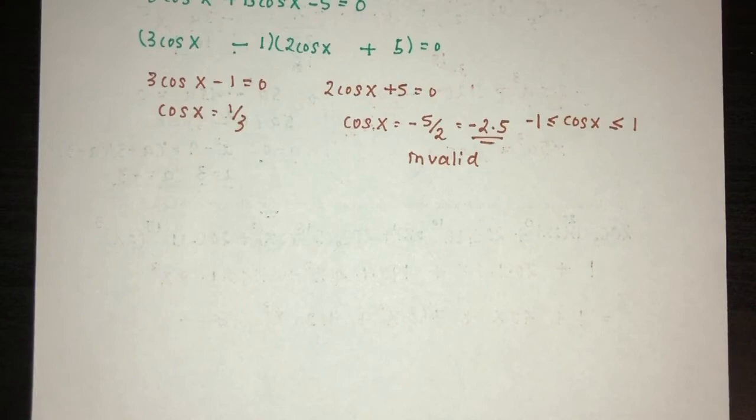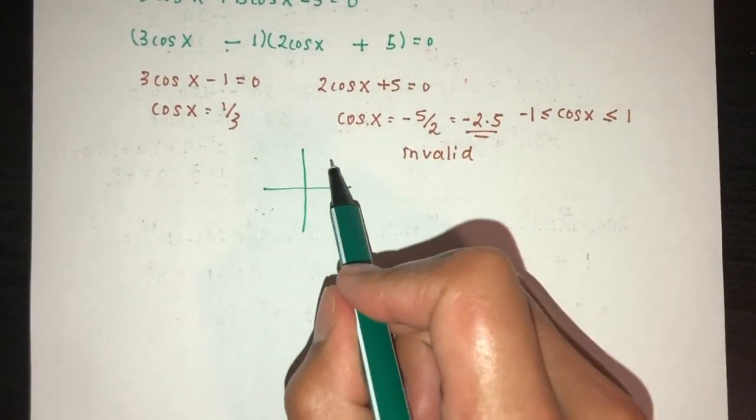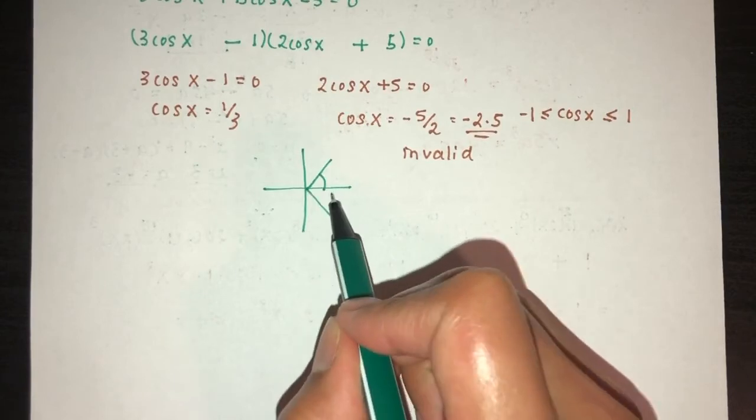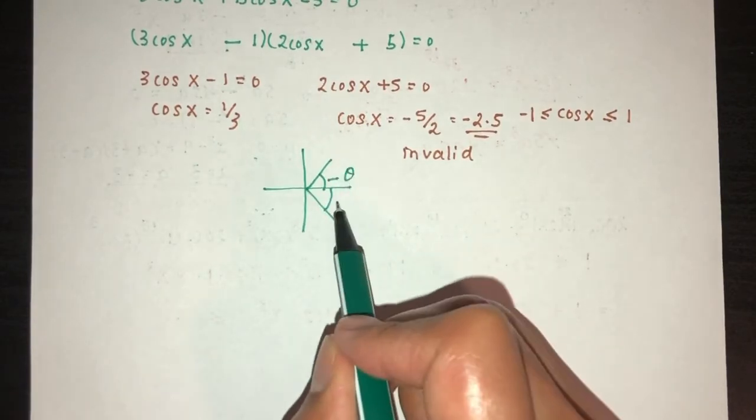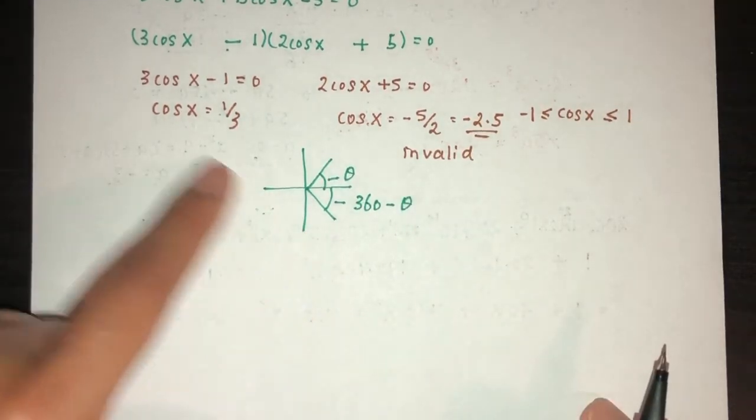So for this one, when cos is positive, as you guys must know by now, it has to be in your first quadrant and in your fourth quadrant. This is your value of theta. This will be 360 minus theta. So let's solve this one.